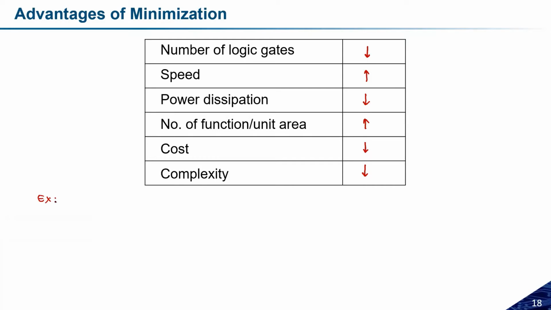Let us assume I have a function which is (A plus B) into (A plus C). If you see here, this function is given in the POS form. How many gates are needed, can anyone tell me? If I want to implement this function, how many logical gates are needed and which logic gates are required?